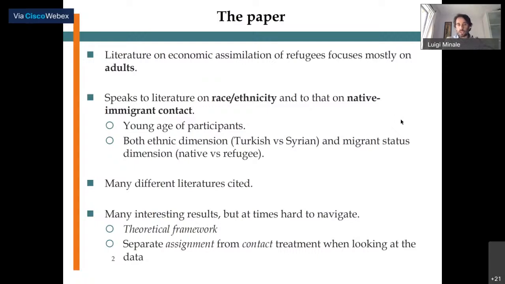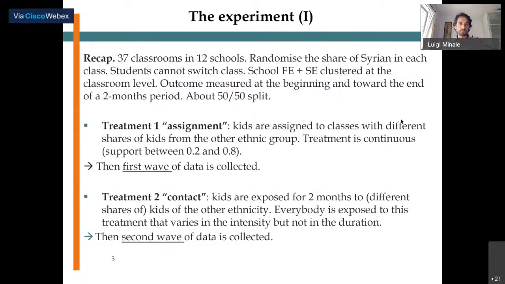I don't have a specific suggestion on which way to go, but I've tried to think, for example, whether there is a clear way to separate the two treatments that I think are going on. One is the assignment, the other one is the contact. One could look a little bit further into the data by splitting these two treatments. Now I'm going to show you what I mean by that.